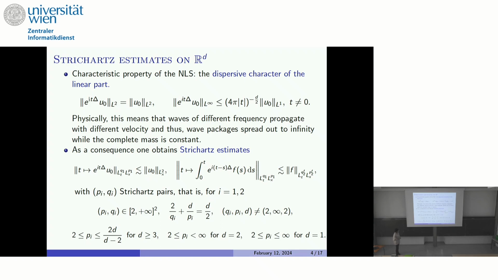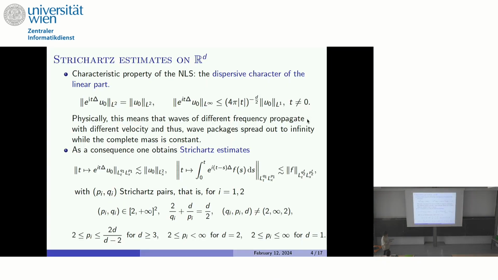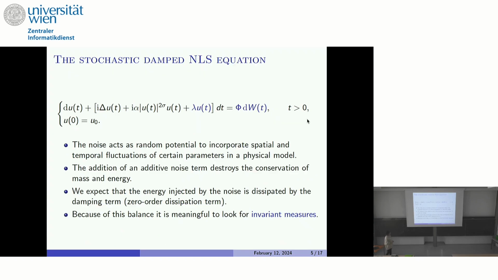a similar estimate for the nonlinear term. The q_i, p_i, the exponents that appear here, are the so-called Strichartz pairs, which are couples of numbers that have to satisfy suitable conditions, and I just want to emphasize that the condition they have to satisfy depends on the dimension where you live. Okay. So this is the second important property of the nonlinear Schrödinger equation, and we will also use this property to address the stochastic case.